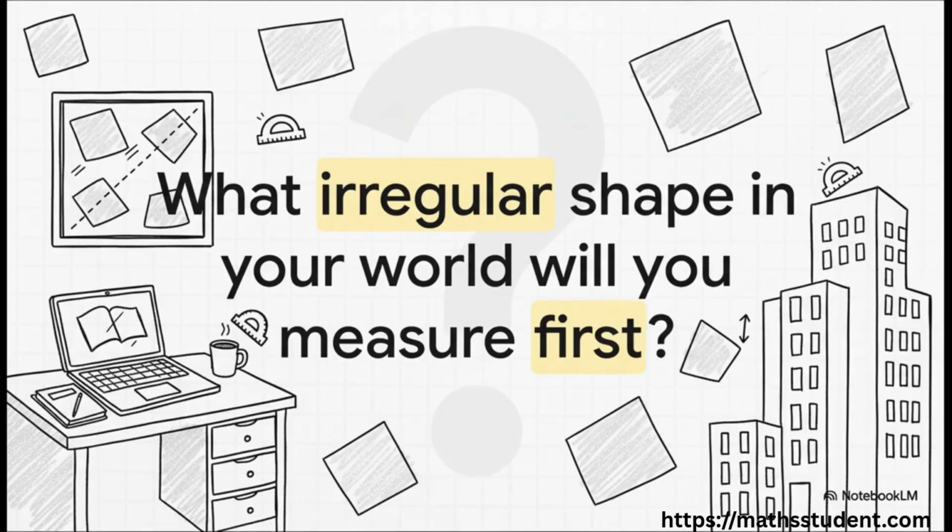So you're now equipped with the same tools that mathematicians, engineers, and surveyors use. The world around you is basically a playground of quadrilaterals, from the tiles on your floor to the weird-shaped garden in your backyard. You have the code. So, my question to you is, what are you going to measure first?